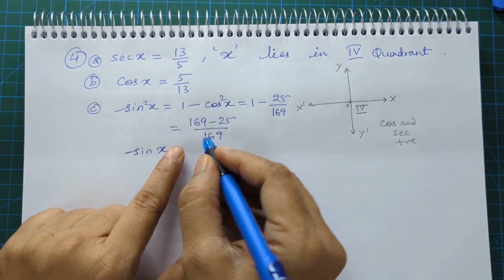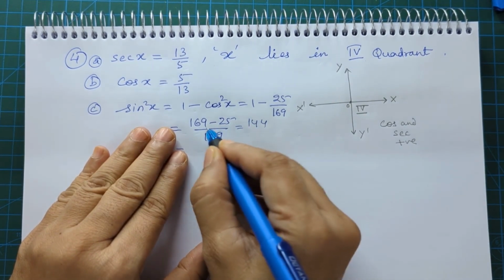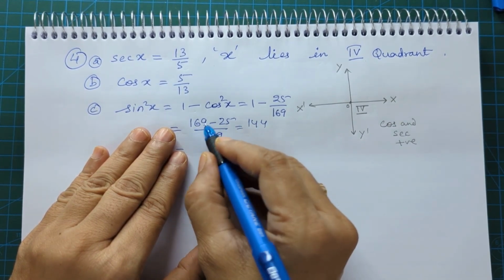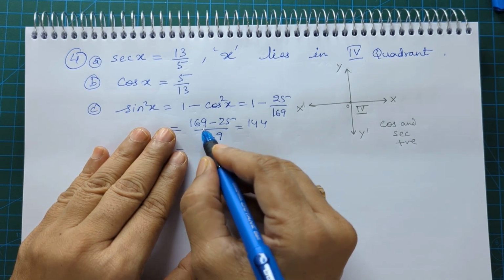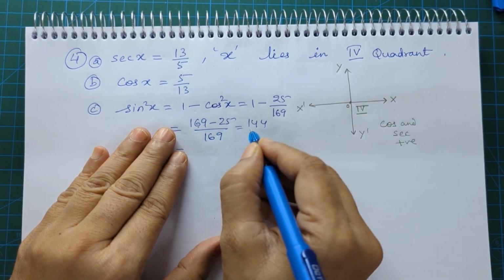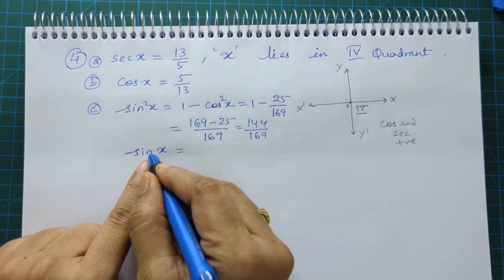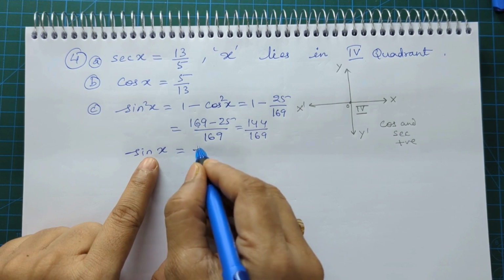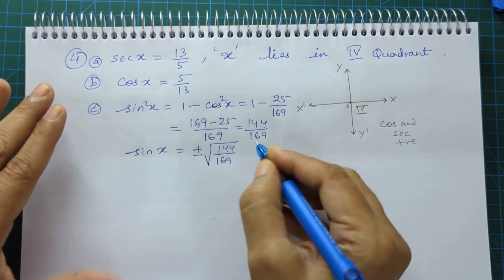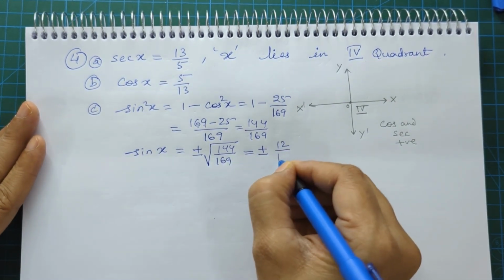That is going to be 144. You see 9 minus 5, 4. So here this turns out to be 169 minus 25. Yes, 6 minus 2, 144. So here 169. So sine square, if I take out square, I'll write plus or minus under radical 144 upon 169. So it is positive or negative of 12 upon 13.